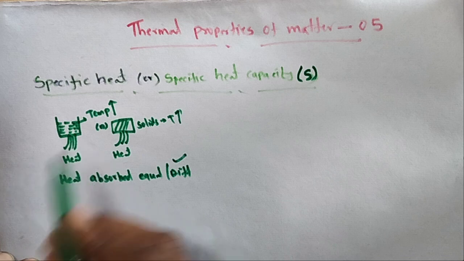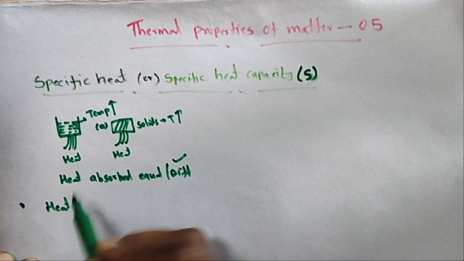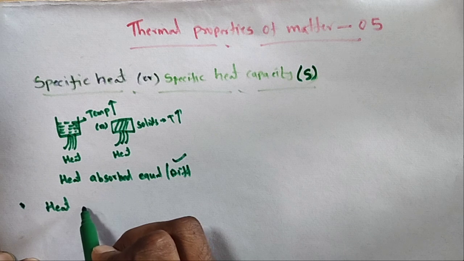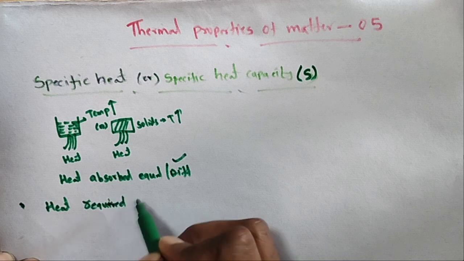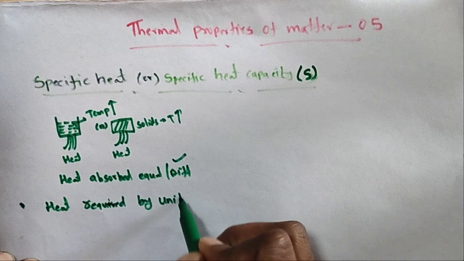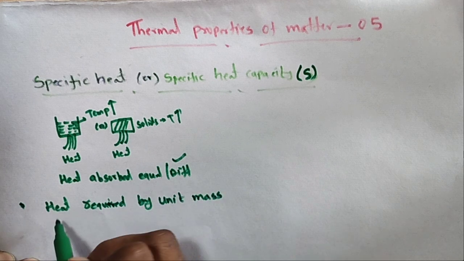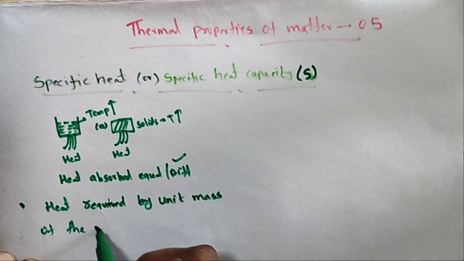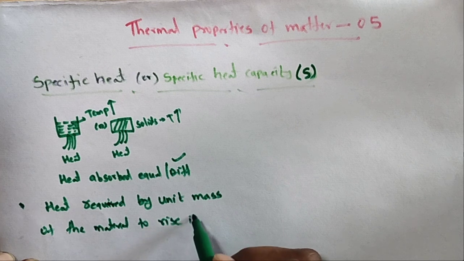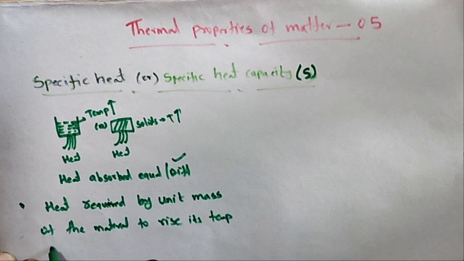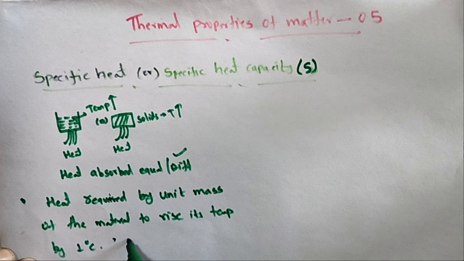Therefore, the heat absorbed, or the quantity of heat required by unit mass of the material to raise its temperature by 1 degree Celsius, is called specific heat or specific heat capacity. What is the specific heat?